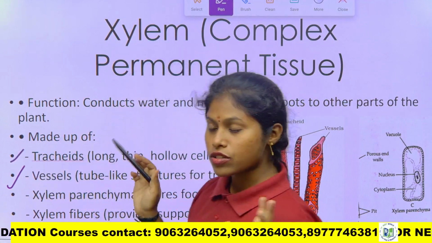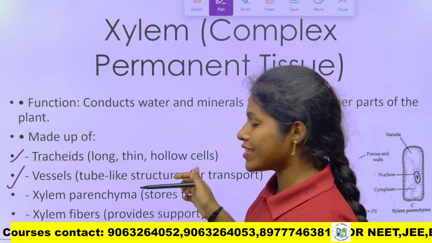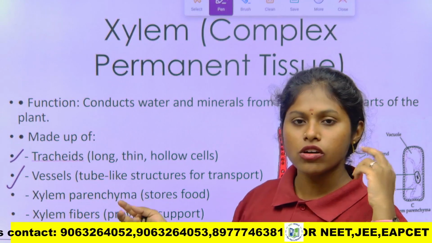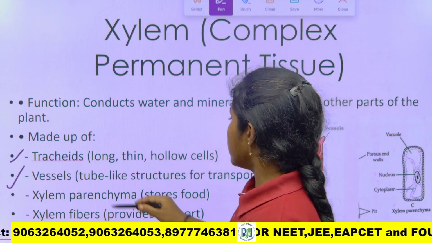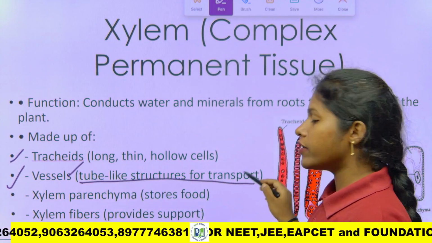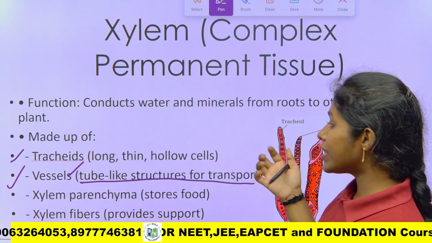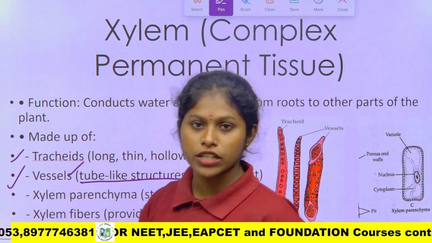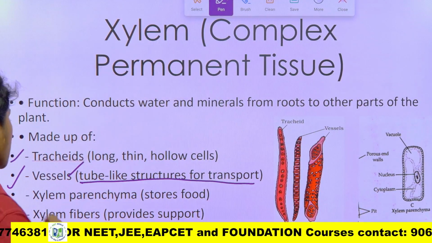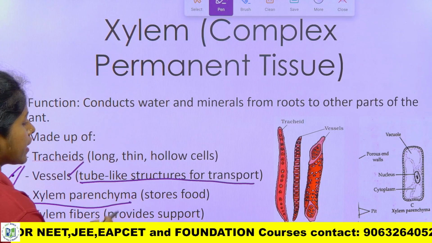So tracheids are pipes and vessels are big pipes. Let's remember like that: tube-like structures forming for transport. Which more efficiently transports water, children? It's vessels. Coming to the xylem parenchyma, it stores food.